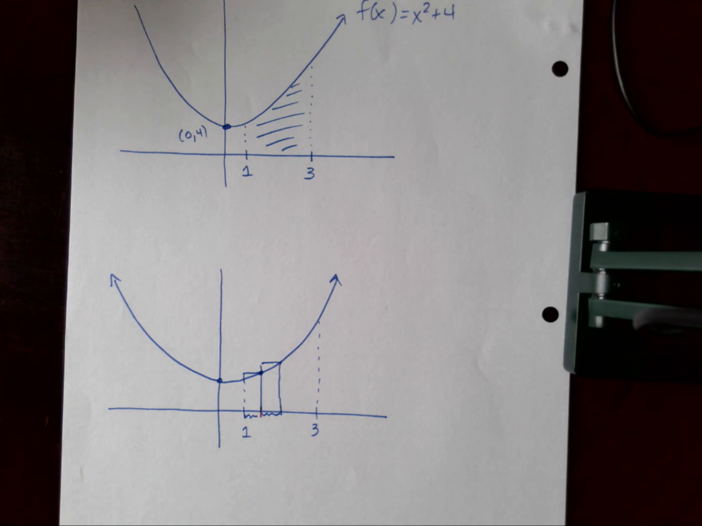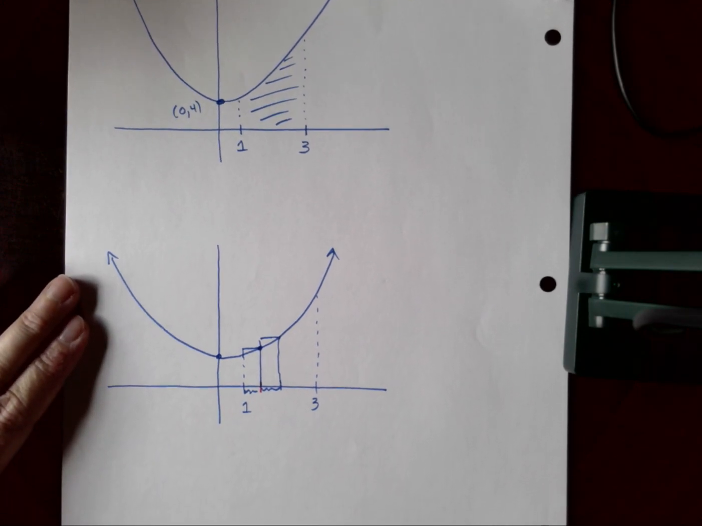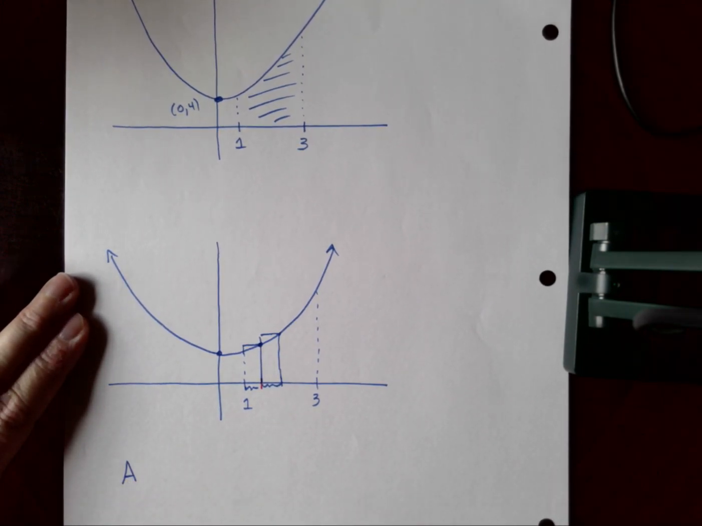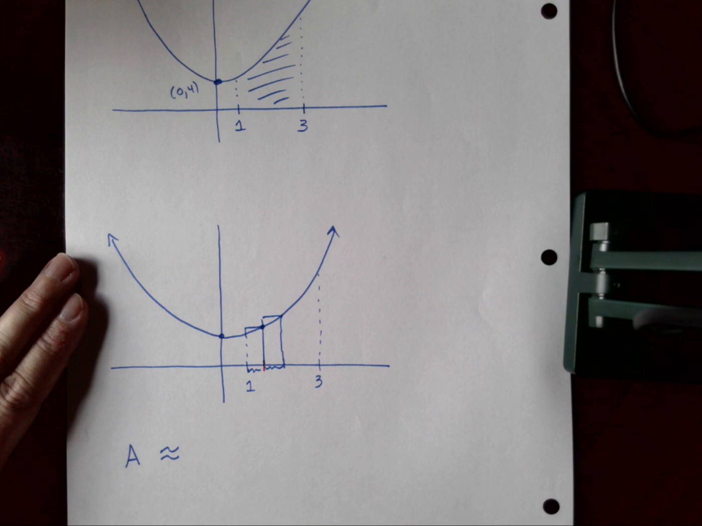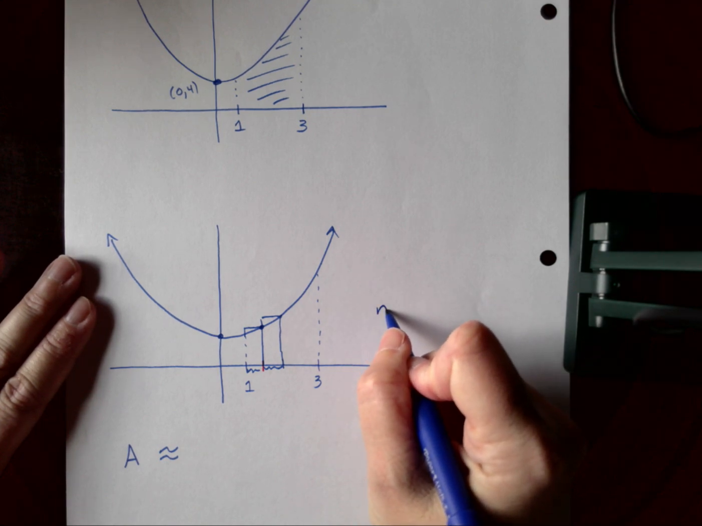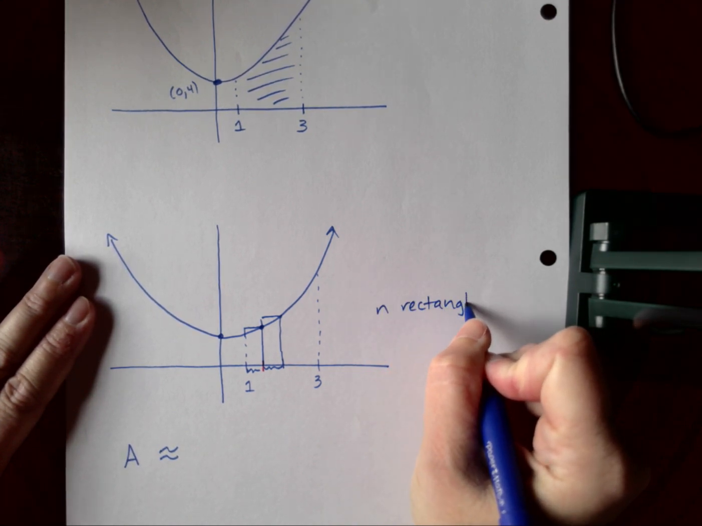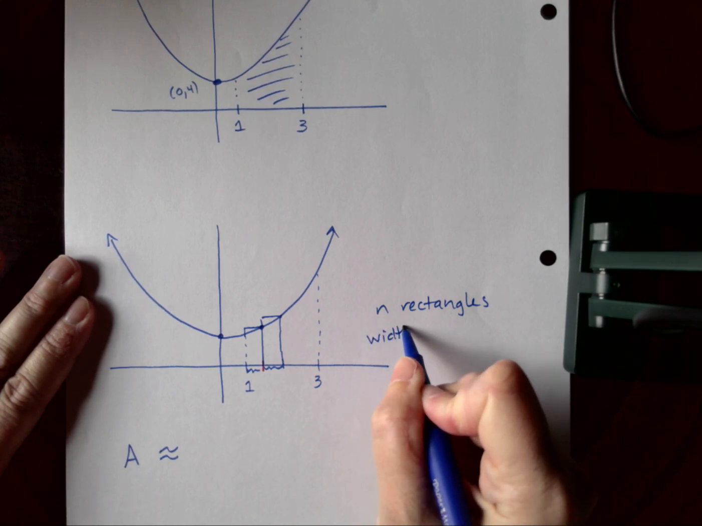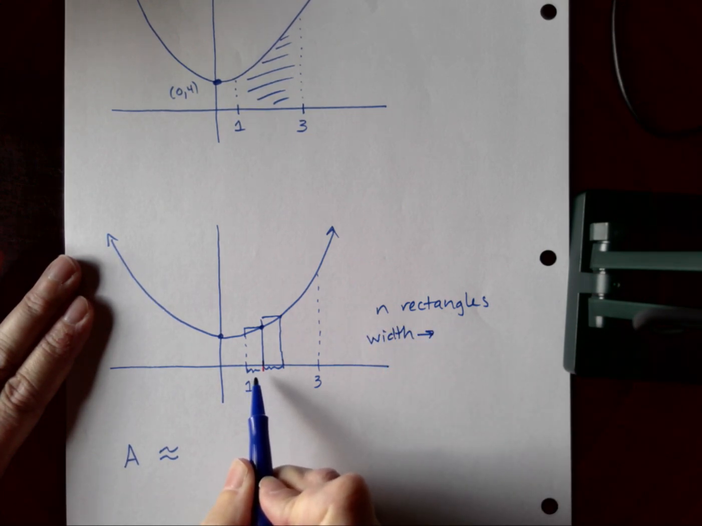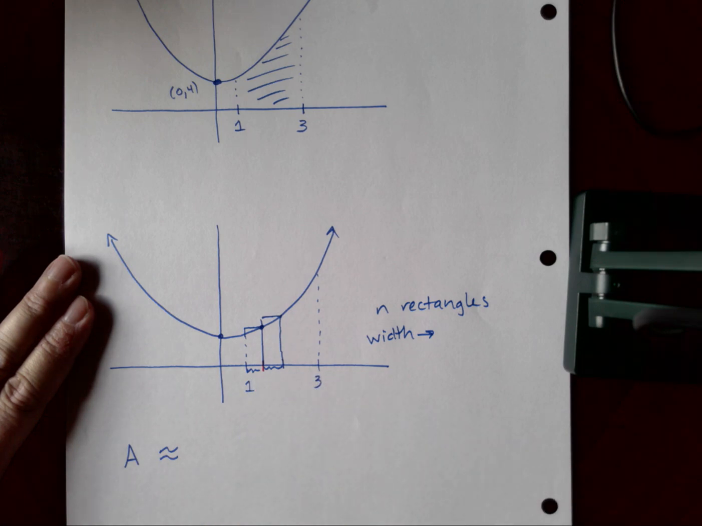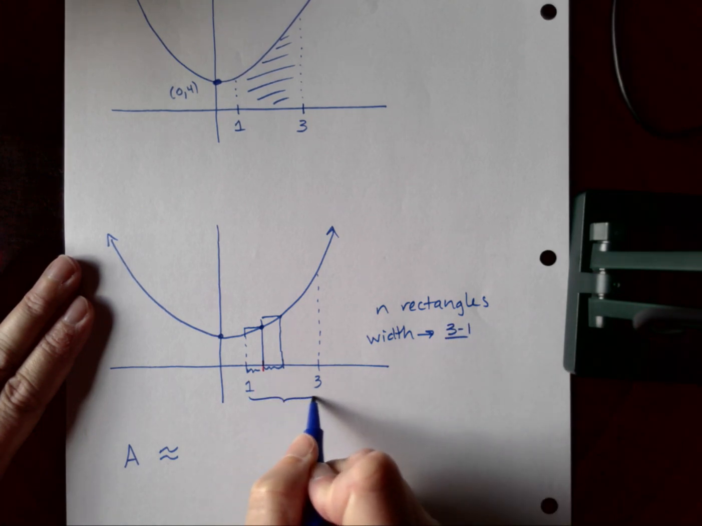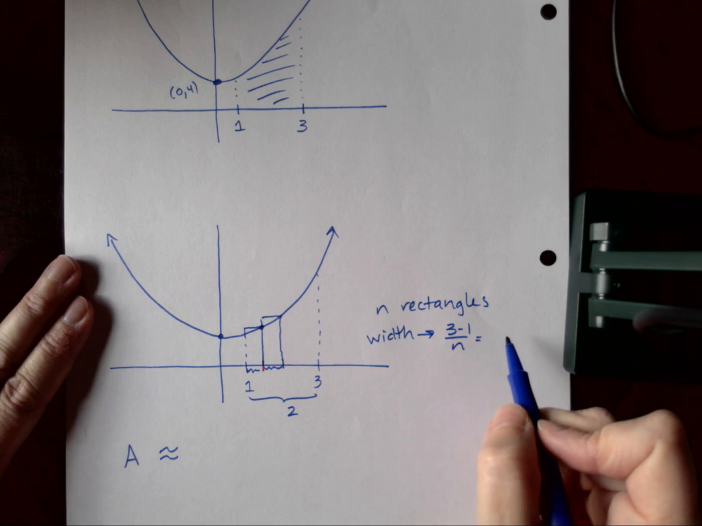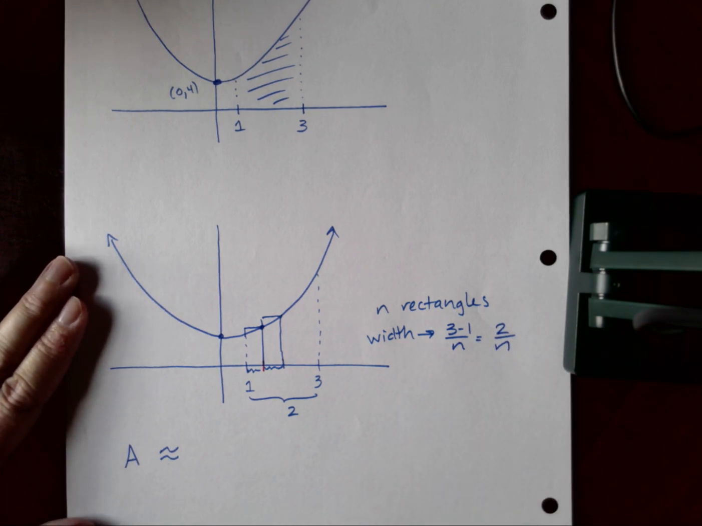These take me a lot of paper. To get our area started, I'm going to use approximately for just a moment. Our area is approximately, let's pretend that we had n rectangles that we wanted to put in here. If we're going to smush n rectangles in this segment between 1 and 3, that means that the width of each of the rectangles will be 3 minus 1, for a gap of 2 units, divided by those n rectangles. So each of our widths will be 2 over n.